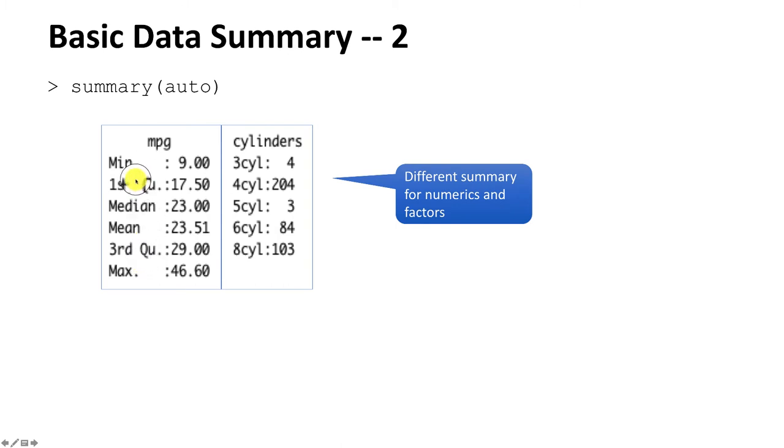Okay. So first quartile is, if you sort the numbers from lowest to highest, what number falls at the 25% level?